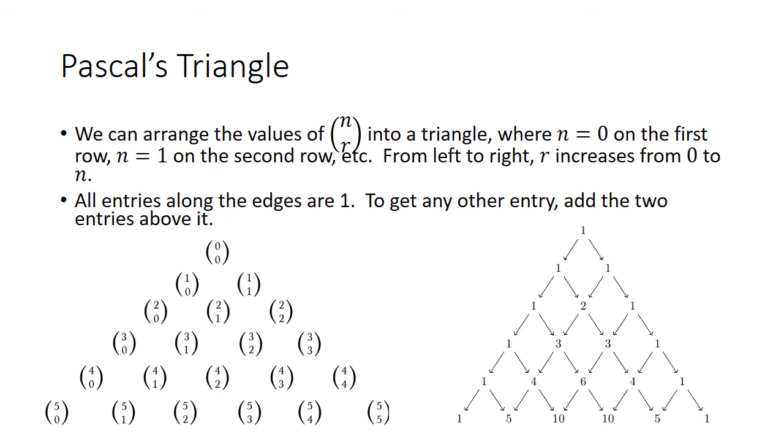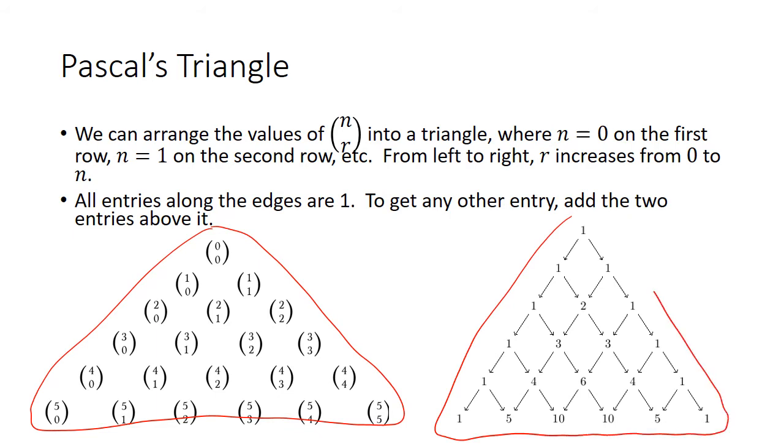We can arrange the values of n choose r into a triangle, and on each row you have a different value of n. The first row is n equals 0, the second row is n equals 1, the third row is n equals 2, and so on. From left to right, r, the bottom number, increases from 0 to n. This is that version of the triangle written with the choosing notation, and this is the same triangle over here, showing the values that you get for each of those n choose r entries.